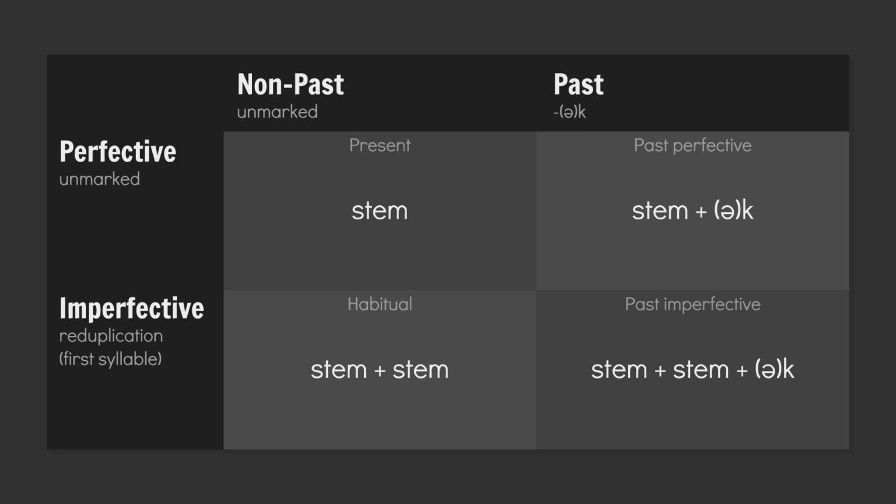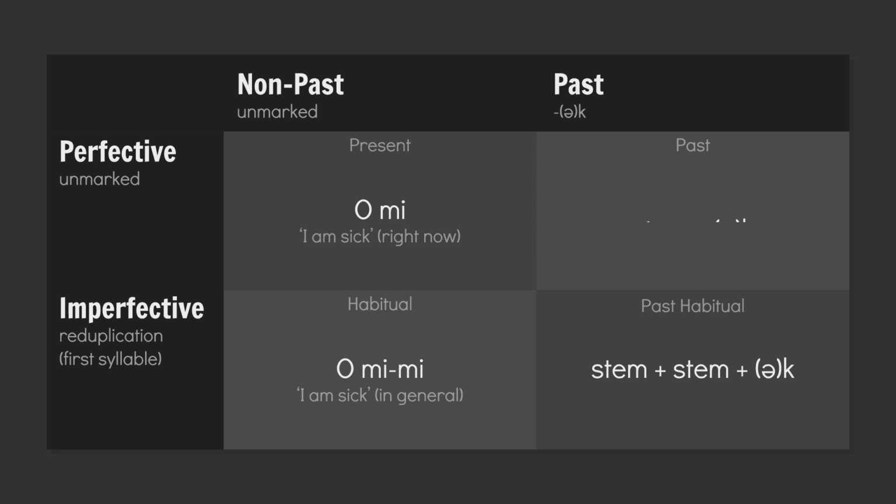Oh cool, so if we conjugate a verb like me, to be sick, o me would mean I am sick right now, while o me me would mean I am often sick or I am sick in general. Exactly, and we can apply the same distinction to the past tense as well. O meek, I was sick. O me meek, I was sick in general, or maybe I used to be sick. Pretty sweet. However, notice what we've done here.